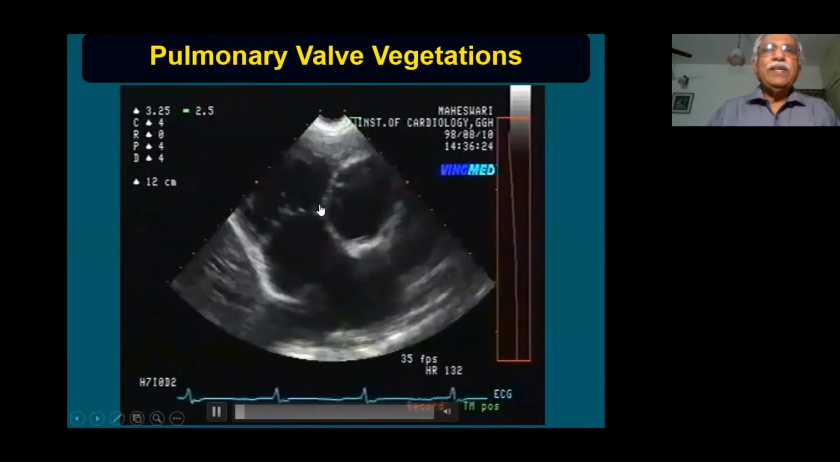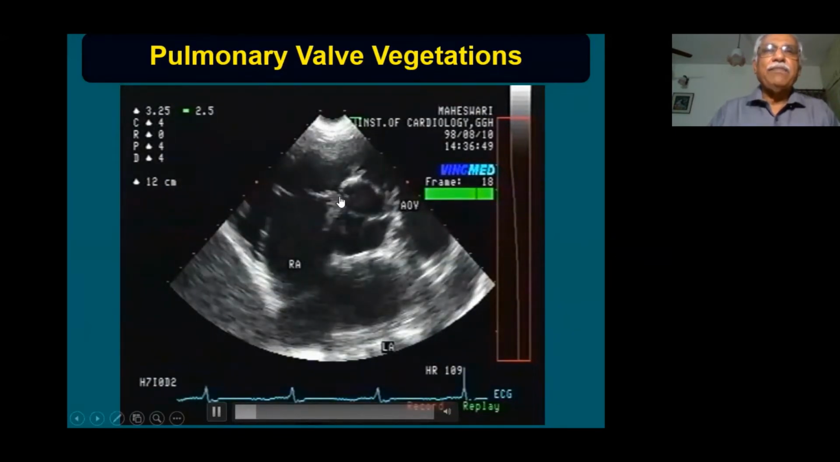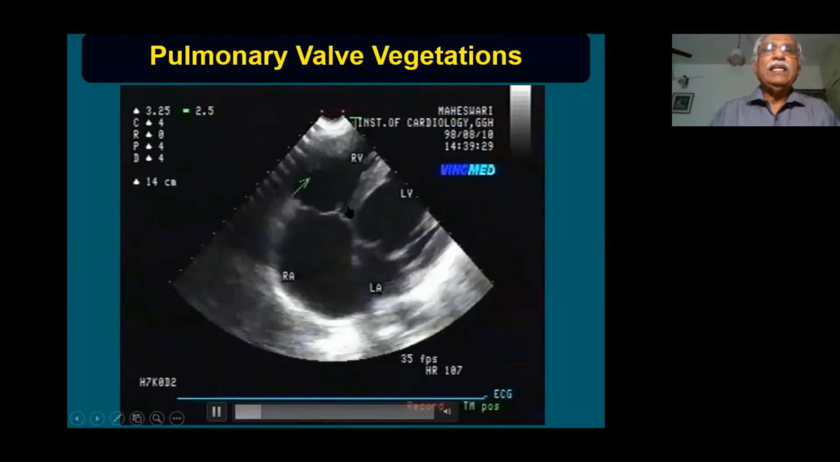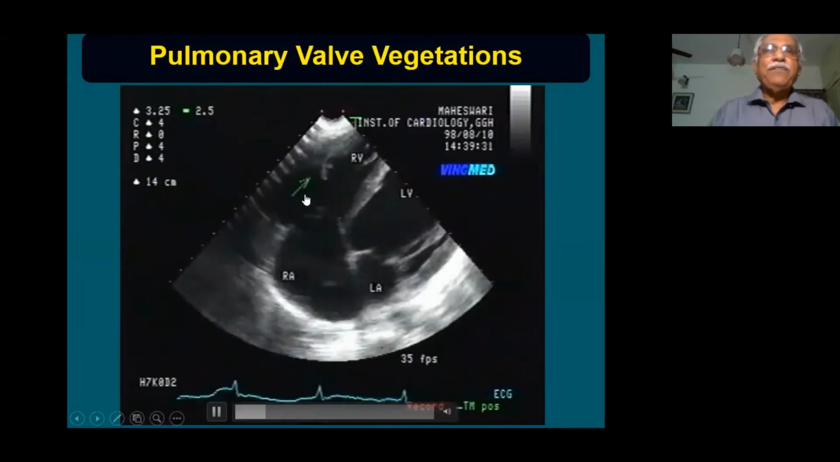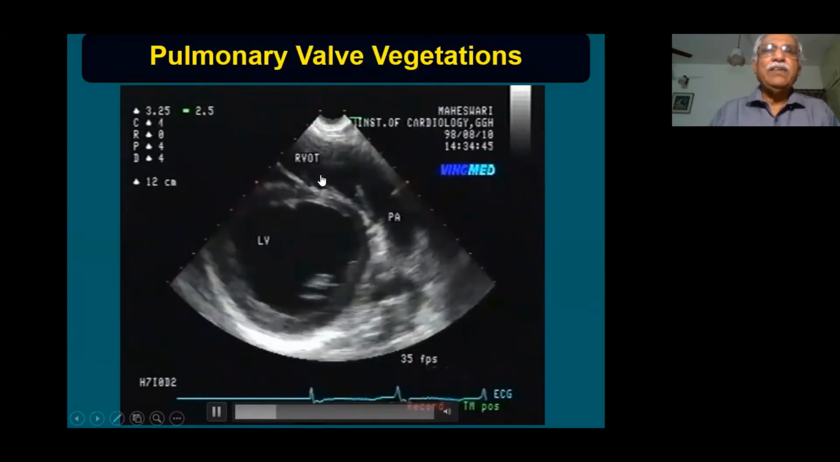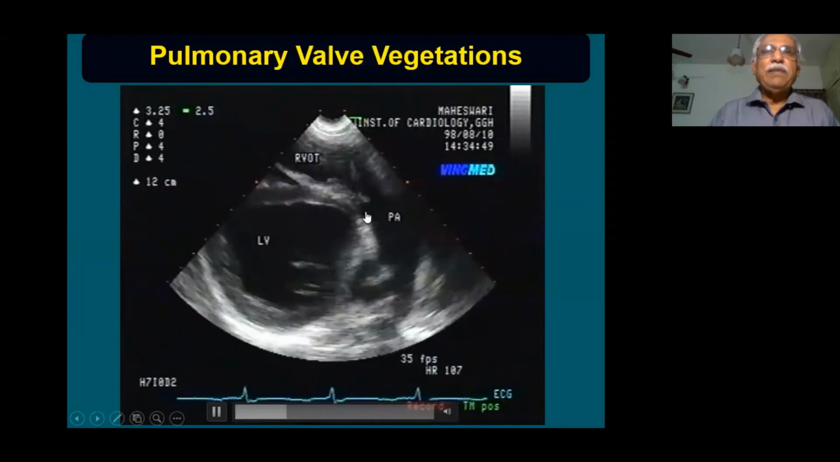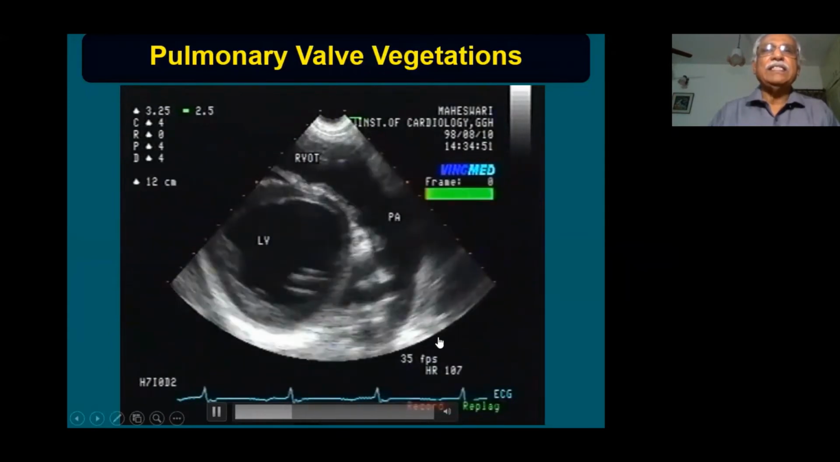This is a patient with ventricular septal defect. The outflow type of ventricular septal defect, you can see the mass near the ventricular septal defect. There are masses over the free wall of the right ventricle also. You can see some mobile masses near the free wall. Inside the right ventricular outflow tract and also over the pulmonary valve, you can see the vegetations.